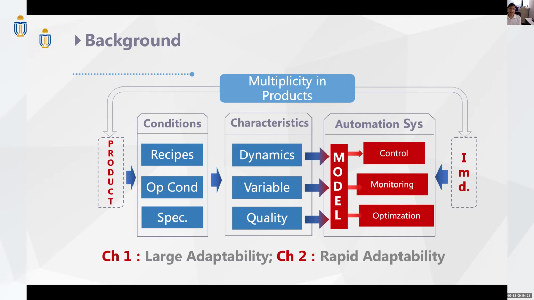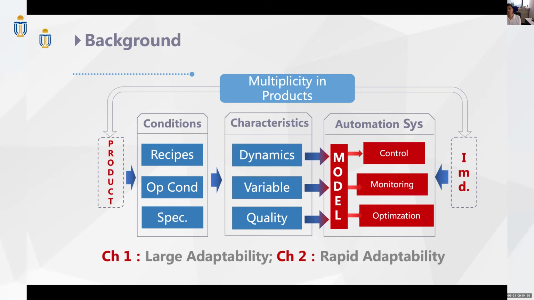And obviously, when product changes, we need to change the conditions. For example, recipes, operating conditions, and the product specification change. This in turn results in process characteristic changes, like the dynamics itself, the variables you need to control, and finally, what kind of quality you're interested in.